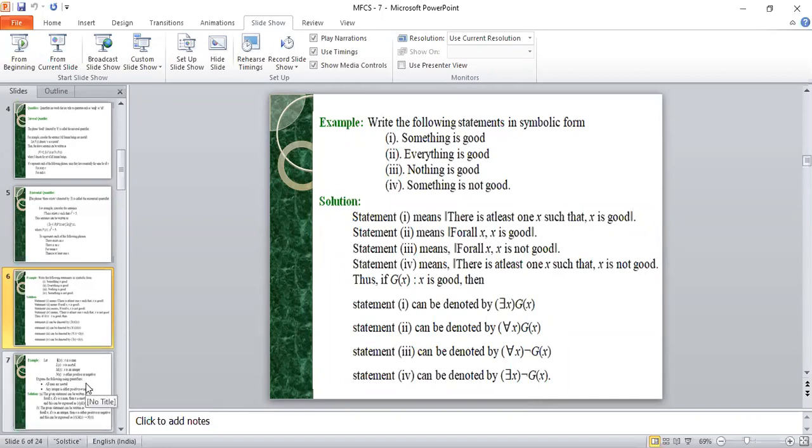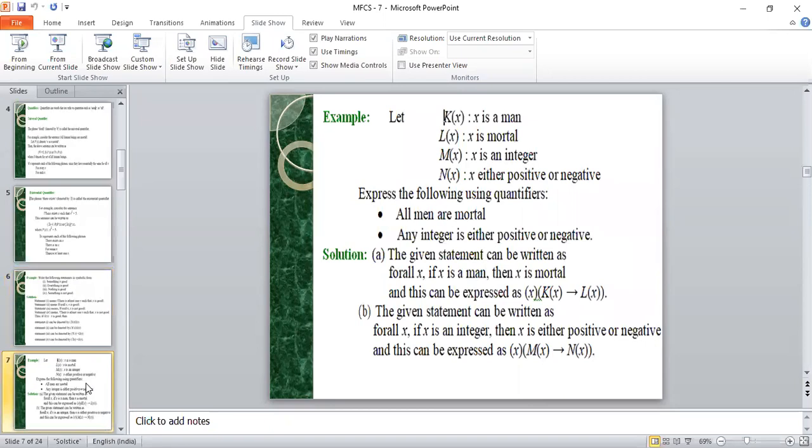One more example. Let k of x, x is a man. L of x, x is mortal. M of x, x is an integer. N of x, x is either positive or negative. Express the following using quantifiers. All men are mortal. Any integer is either positive or negative.